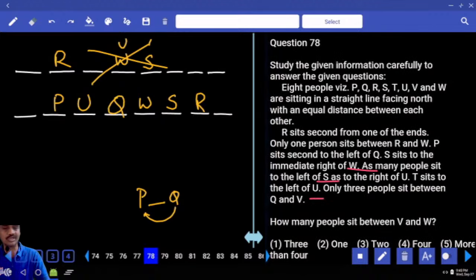Then T is to the left of U. T is here. And 3 people between Q and V, that information is not required at all. Now this is the final arrangement.